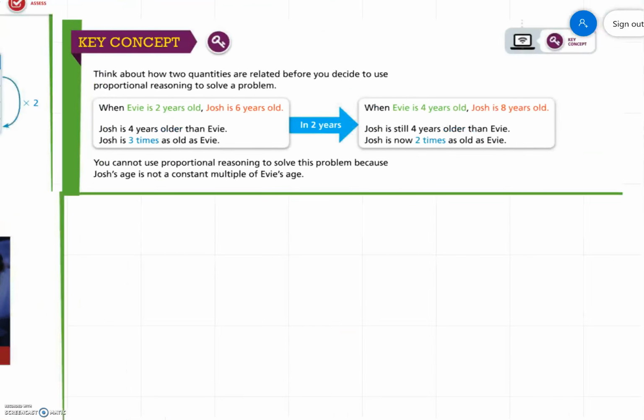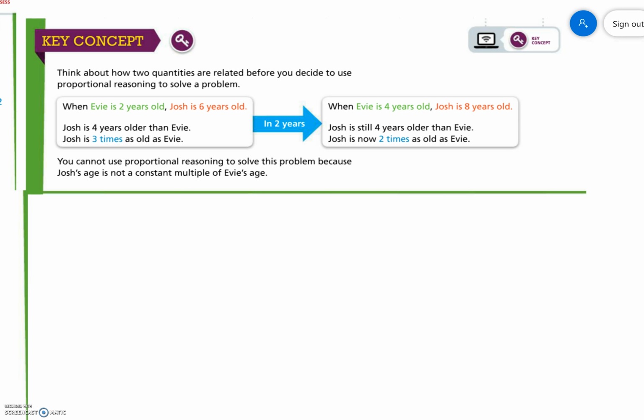Key concept: think about how two quantities are related before you decide to use proportional reasoning to solve a problem. So basically you got to check to make sure it is proportional so that you can use proportional reasoning. You cannot use proportional reasoning to solve this problem because Josh's age is not a constant multiple of Evie's age.